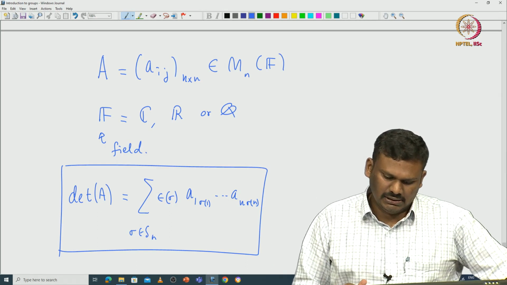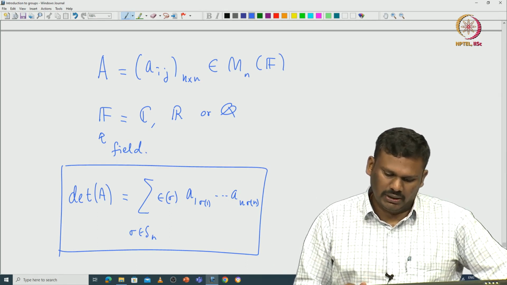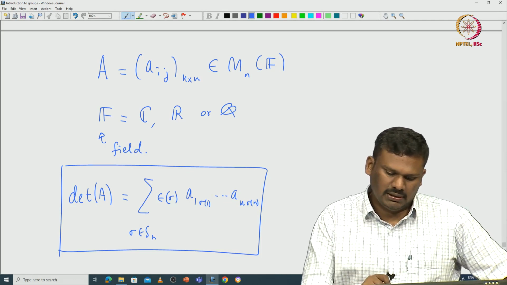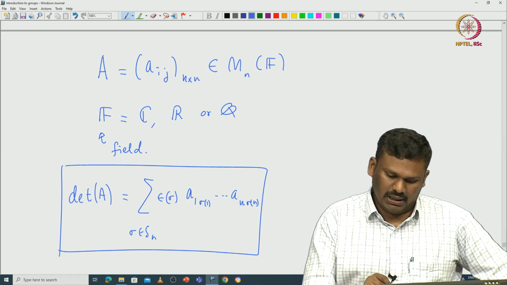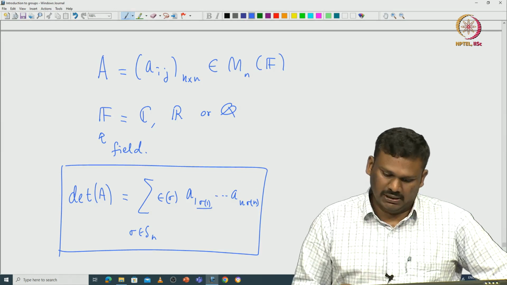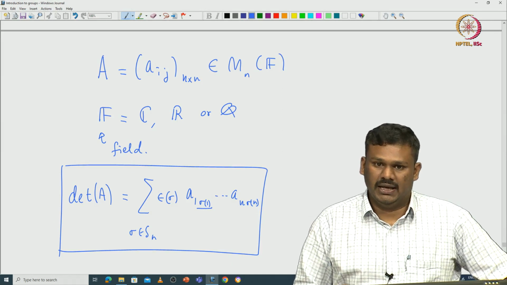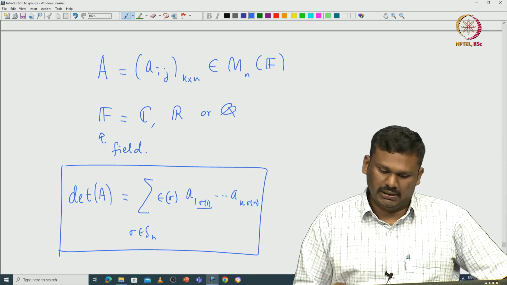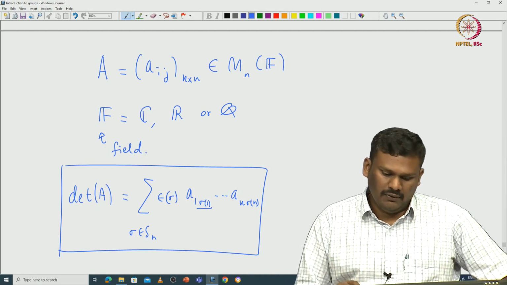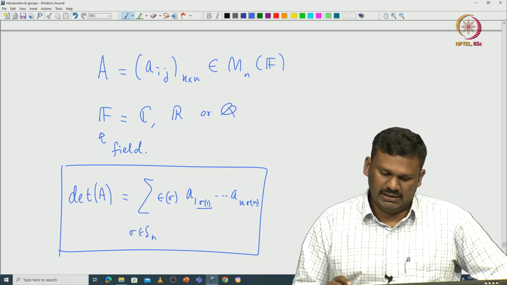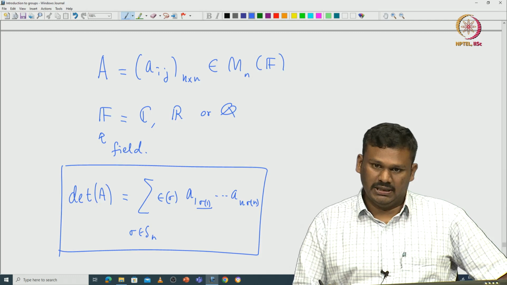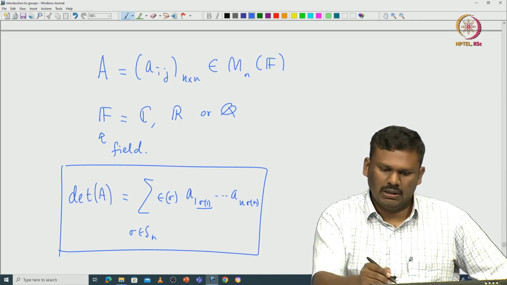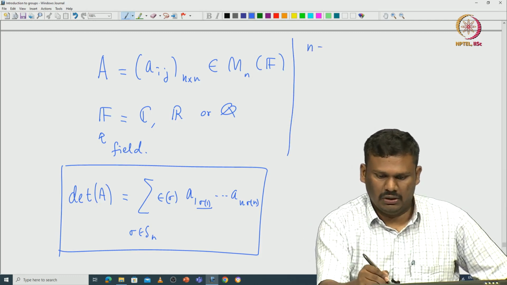How does this sigma act on this Aij? You can see that it naturally acts on the integers 1 to n. So you basically take the corresponding entries, A1 sigma 1 and so on up to An sigma n. When sigma is the identity, then you get exactly the diagonal product. When sigma is non-identity, you can already see that there will be some pair ij such that i is not equal to j. For example, let us write down this for n equal to 3.